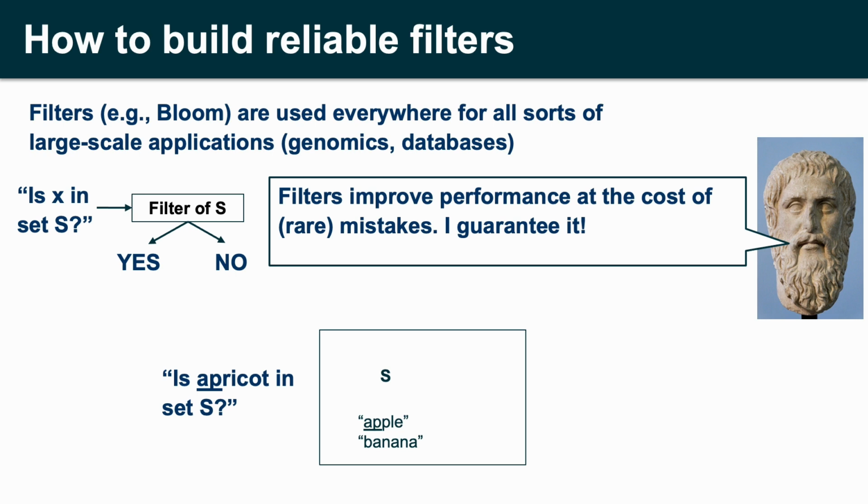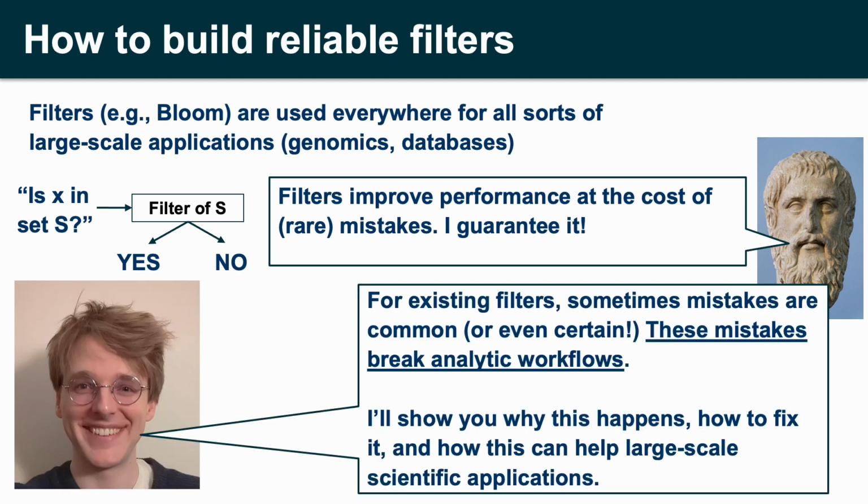For instance, in De Bruijn graph traversal. A filter takes in a set S and then it answers queries for us, whether something is in that set or not. So it'll say yes or no for us. And the conventional wisdom tells us that filters will improve performance at the cost of making mistakes rarely. It'll rarely give us the wrong answer, and we can guarantee this.